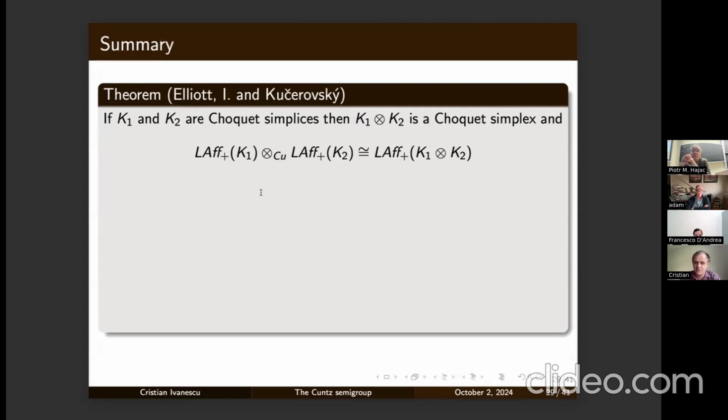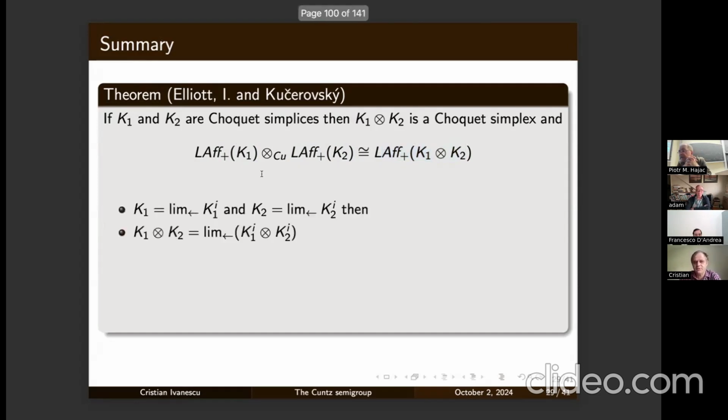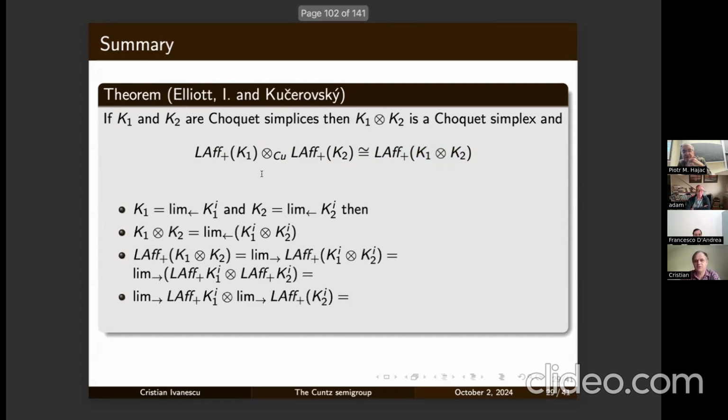If you pay attention, this is really saying that Cuntz of A1 tensor Cuntz of A2 is Cuntz of A1 tensor A2. This is just because I assume stable projectionless. So remember, V of A is 0. Normally it should be Cuntz here with V of A, but that is going to be 0. So that's why this is a restatement of the theorem. And now I'm going to briefly show how it is obtained. You basically start again from K1 being an inverse limit of K1i, which are finite dimensional. The same thing for K2.